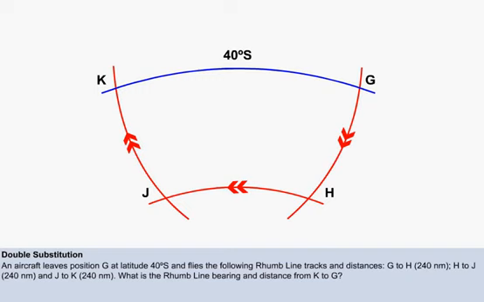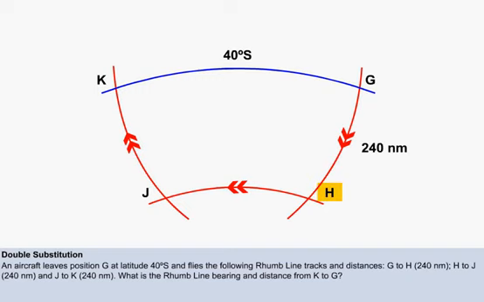Let's look at the double substitution method first. We can't directly find the departure or distance between K and G because, whilst we know the latitude, we don't know the change of longitude. However, if we can find the change of longitude between H and J, which we can calculate, this will be the same as the change of longitude between K and G. We need the departure and the latitude between H and J. We have the departure. It's 240 miles. But we first need to find the latitude of H.